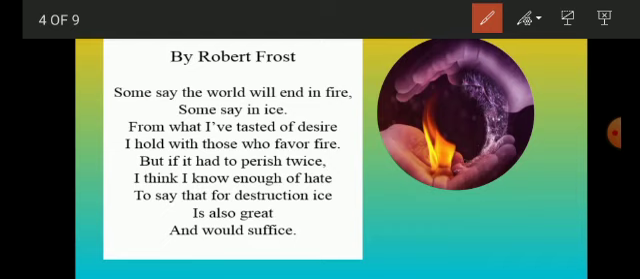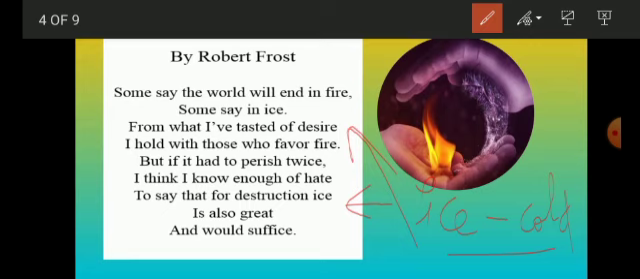But if it had to perish twice, I think I know enough of hate to say that for destruction ice is also great and would suffice. So in the second stanza, which consists of 5 lines, the poet says, but if it had to perish twice, I think I know enough of hate. So here he mentions that even ice, which is cold feelings, is a great competitor of fire. Even this is as strong or powerful as fire. It means that even this has an equal amount of power to destroy the earth.